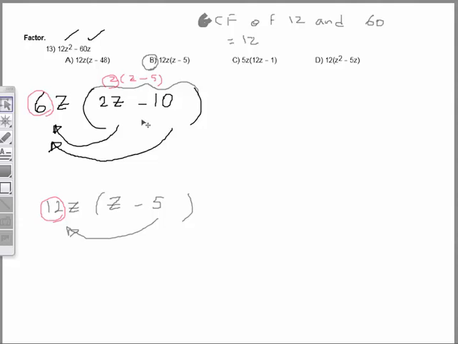Okay, once again, check mark if you know how to factor this one.